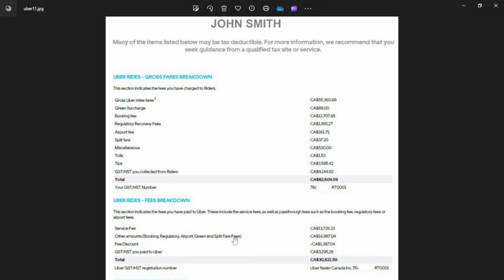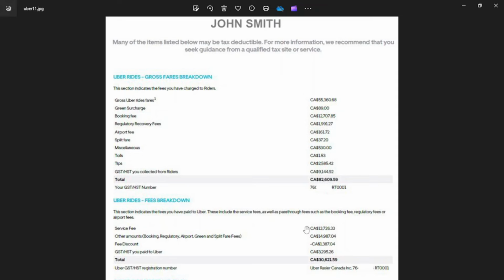You're adding all these amounts, and where do you get all these amounts? Over here, from here. So 14,987 is the other amounts, which are basically the fees that do not come to the driver. They are charged by Uber from the passengers on behalf of the driver, but Uber does not pass these on to the driver, rather keeps them with itself.